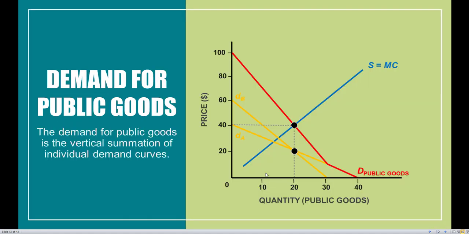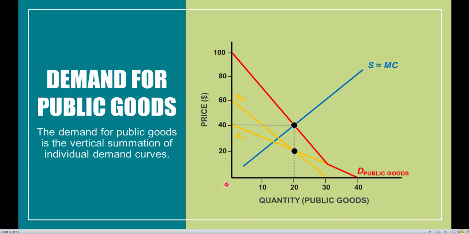Here we have two people, person A and person B, and we have their individual demand curves for this public good. We have the supply, which equals the marginal cost of the public goods, and we want to figure out what the socially optimal amount of public goods is going to be with person A and person B combined with one another. In order to find out the market demand for these public goods, we need to use vertical summation because person A and person B are the only two people within this particular market.